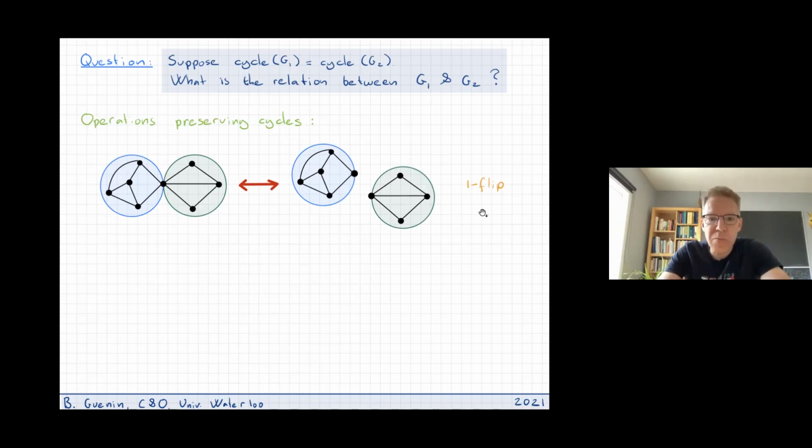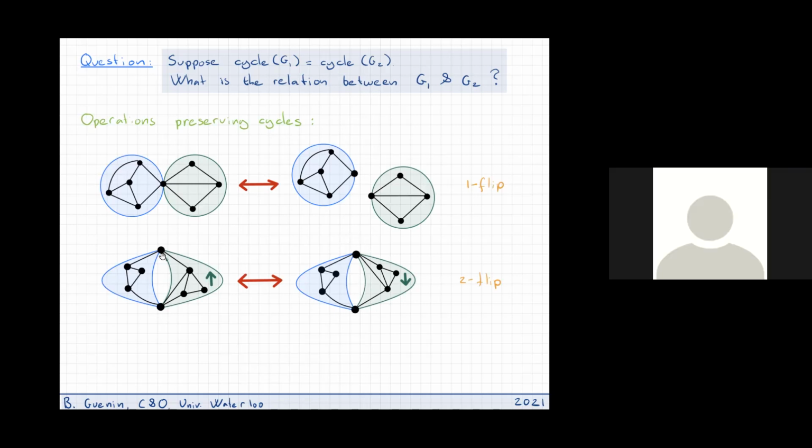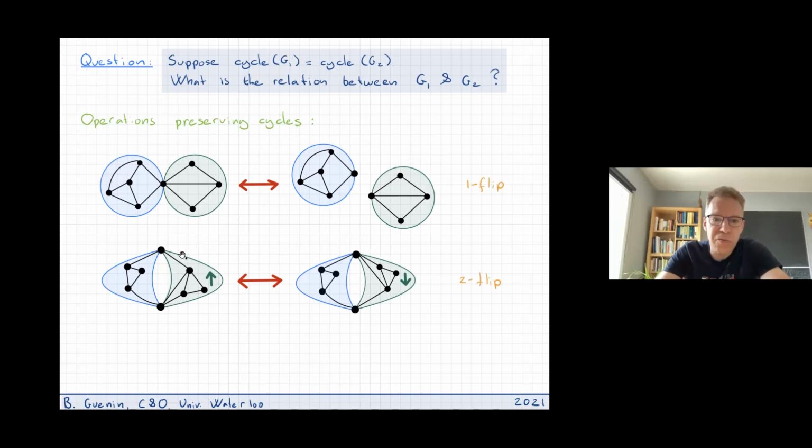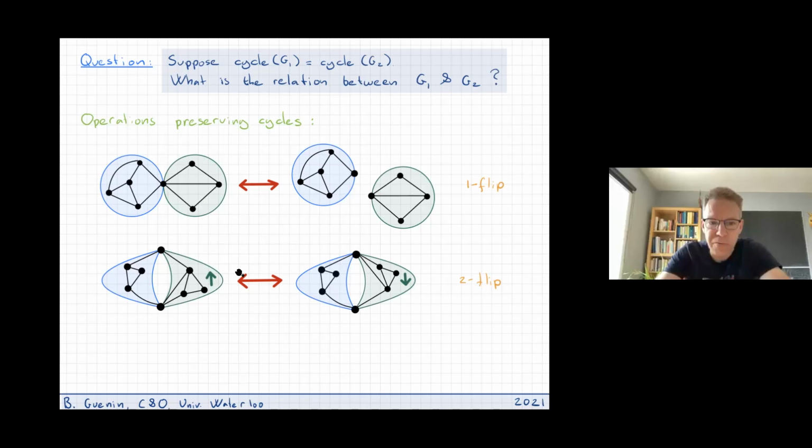You can do a slightly more complicated operation where you look at a vertex separation with two vertices on the boundary. You separate the graph along those two vertices, flip part of the graph, and then glue it back together. I flipped the green part in this example. Again, it's easy to see that two flips will preserve the set of cycles. So you could ask, can I do anything else? And the answer is no.